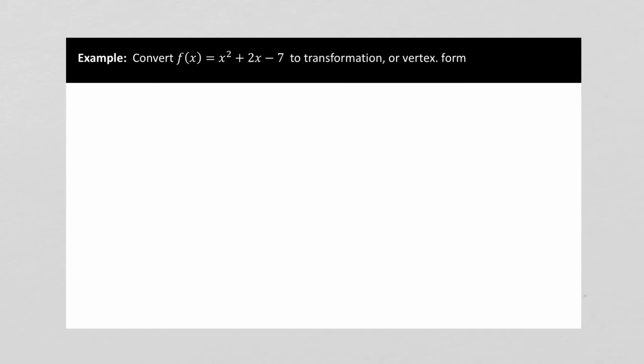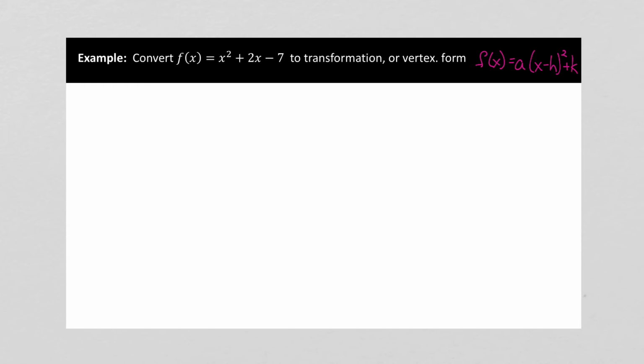Going the other direction, to transformation or vertex form, is a little more complicated because the vertex form is a times (x minus h) squared plus k, where (h, k) is your vertex. And in this one, you can go about it one of two ways. You can complete the square, which is more difficult if there's a number in front of the x squared. In this case, it's not that hard. But if there's a number in front of the x squared, then completing the square can be a bit complicated.